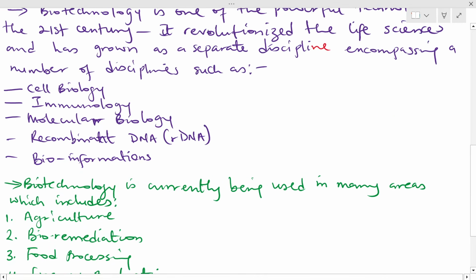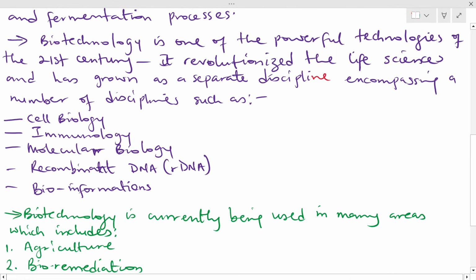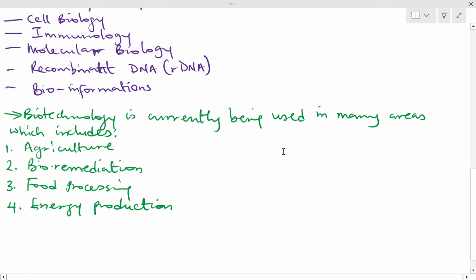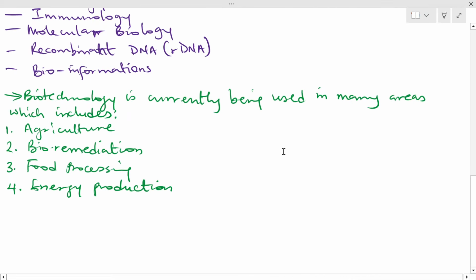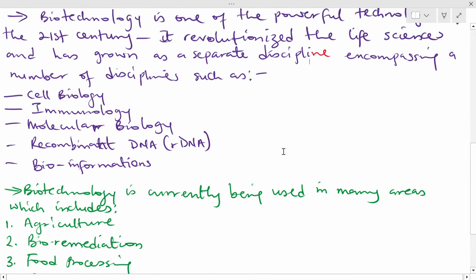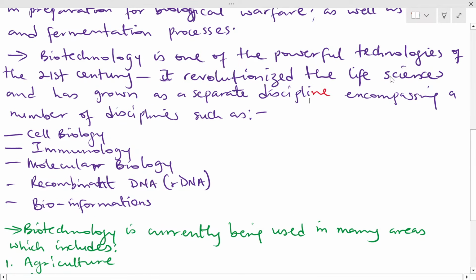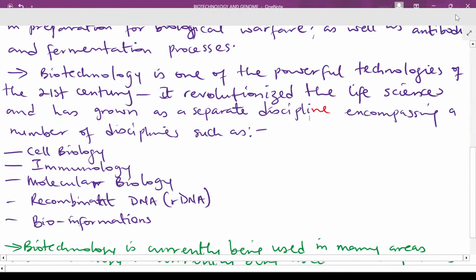So these are the disciplines that it encompasses, and these are the focus specialization areas that it mainly covers. Agriculture in particular, bioremediation, food processing, energy production. Okay, so we just move ahead.